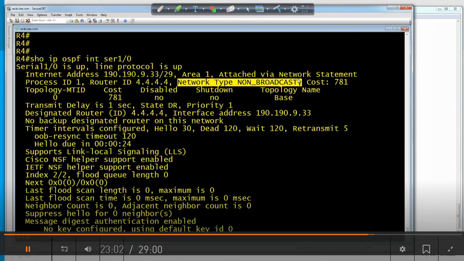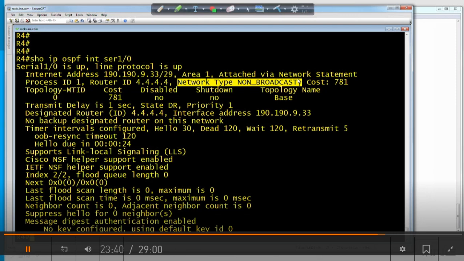Okay, so one alternative idea was to change that network type into broadcast, and I asked you, is there anything else we could do other than that? Well, the other thing we could do is statically configure some OSPF neighbors. And the CCNA would definitely expect you to know under what circumstances you would need to do that and how to do that. And this is a prime example of that.